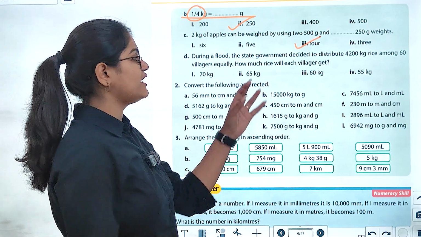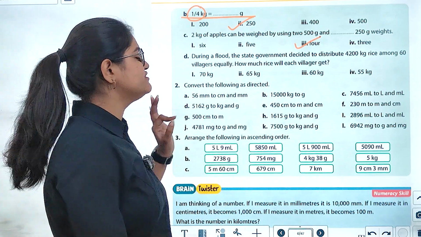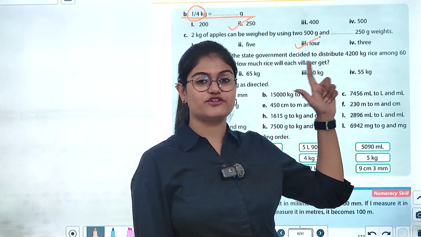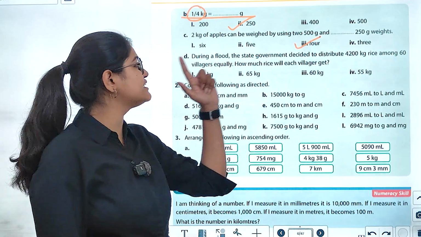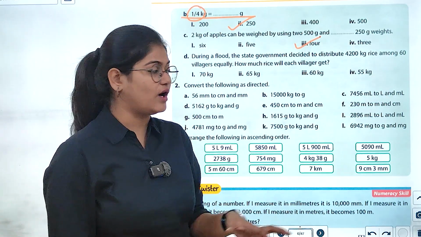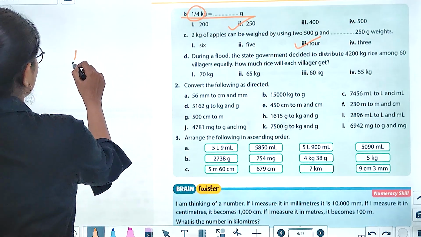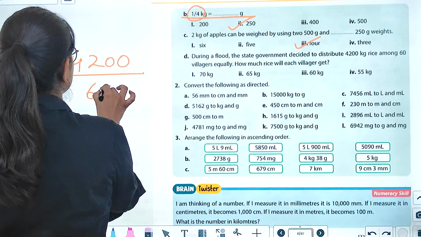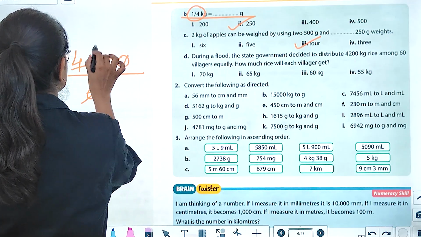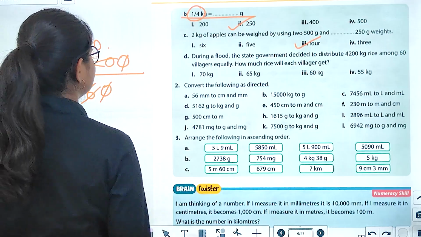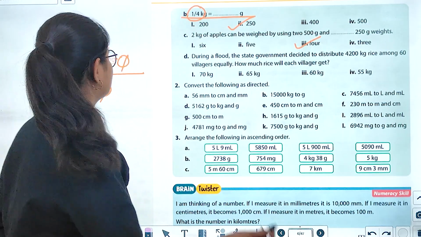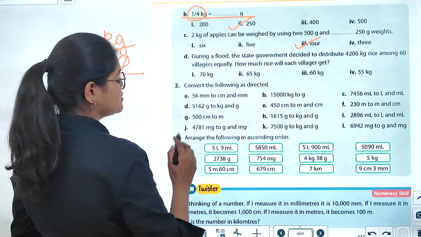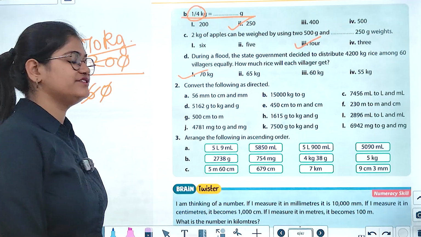Now they are saying that a flood situation happened in a village, right? So there the government decided to distribute 4200 kgs of rice equally among 60 villagers. So how are we going to do this, how are we going to divide it? Simply we are going to divide 4200 kgs by 60. So it gives us 70 as the answer. So we get to know that 70 kg is the amount that is going to be held by each of the villagers.